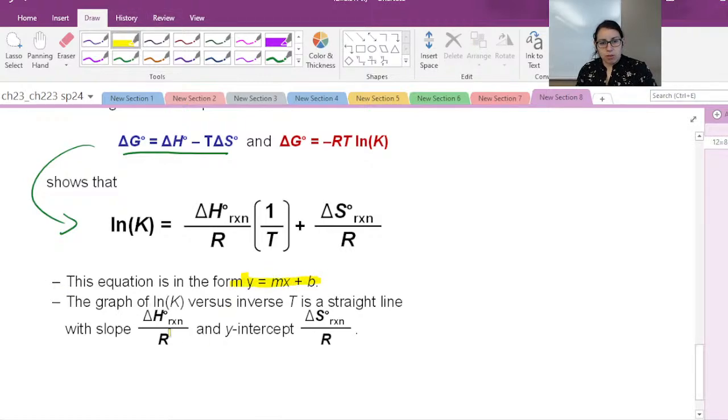And so this equation gives us our y equals mx plus b form. So our 1 over T is our x. And so we can graph our natural log of K versus inverse T, and that gives us a straight line. And conveniently, your slope then is your negative change in enthalpy over your R. So R, again, is just that gas constant, just so people don't forget.